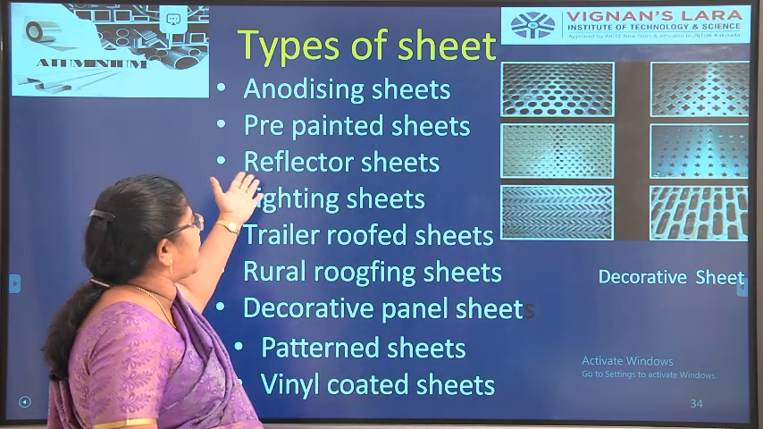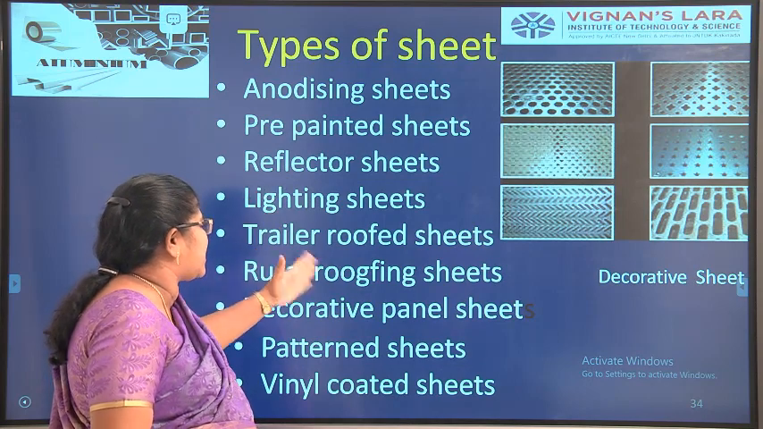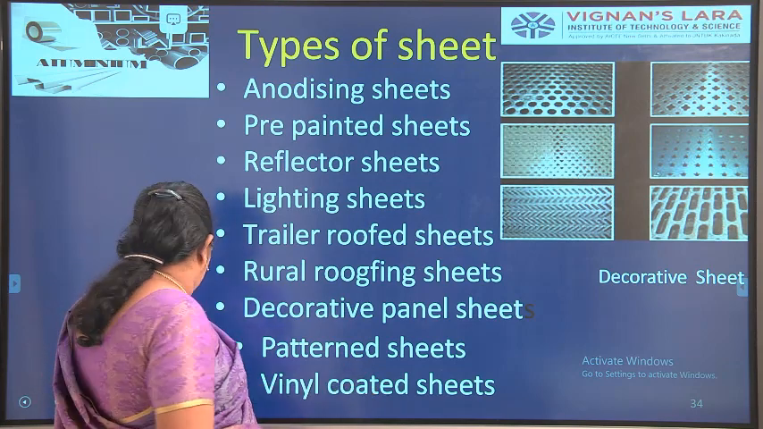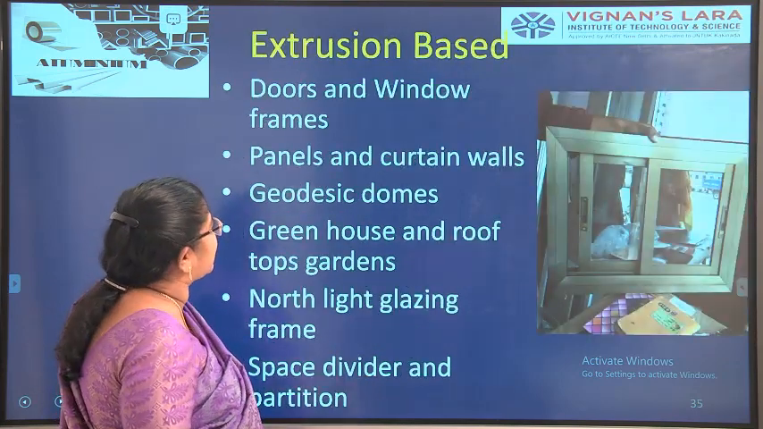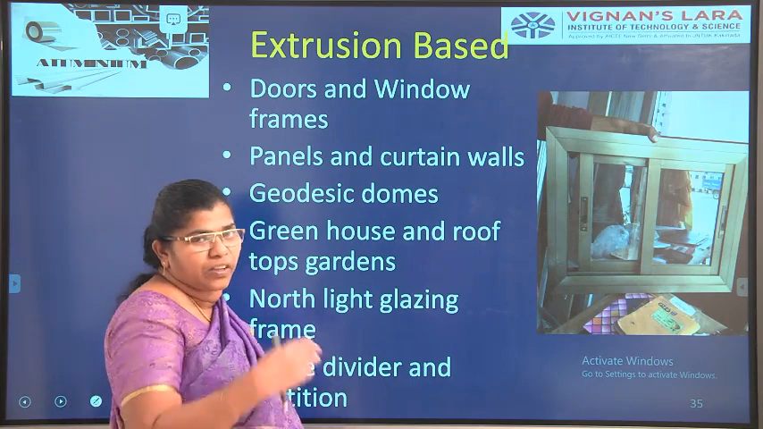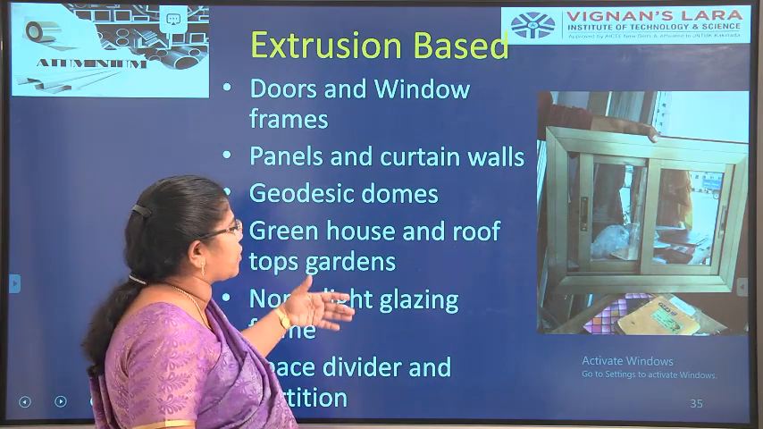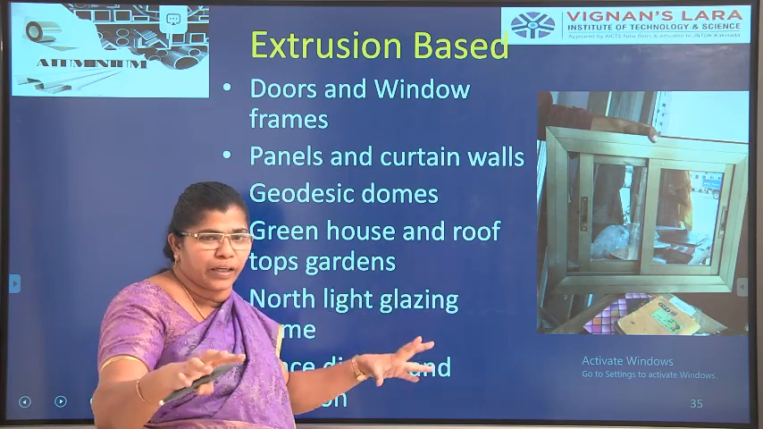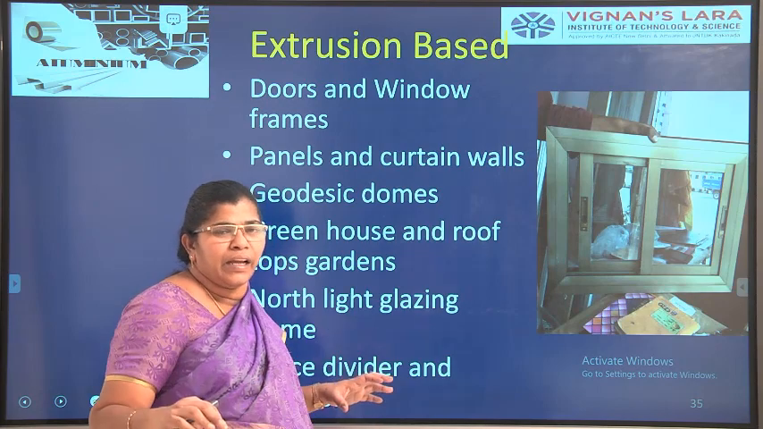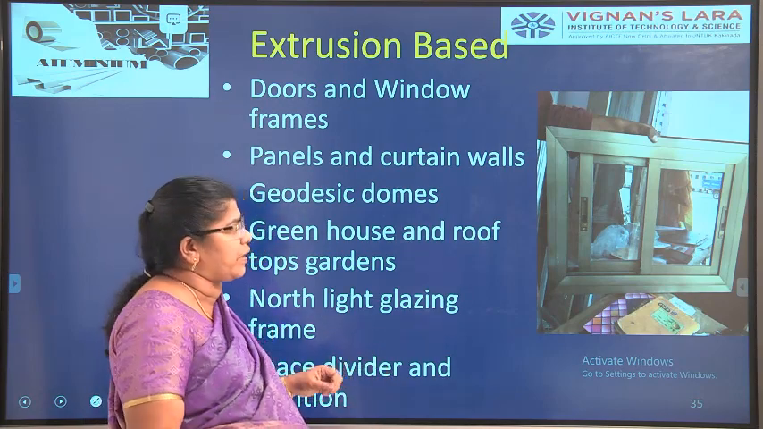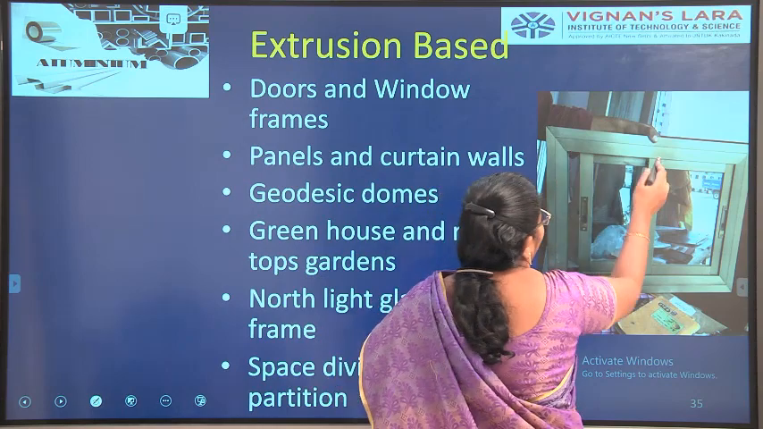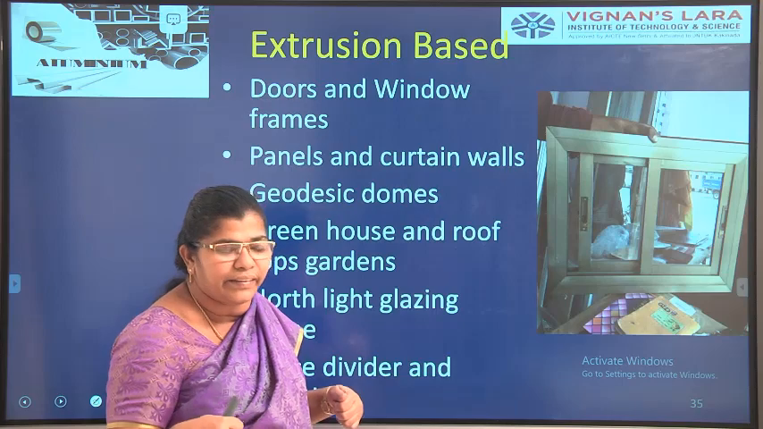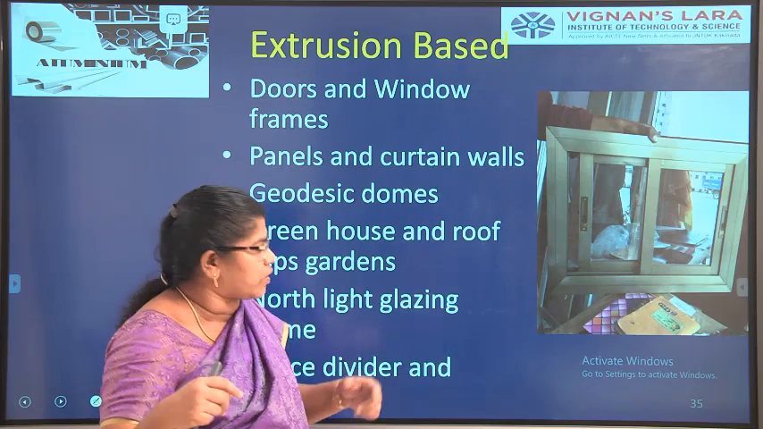Okay, so anodizing sheets, pre-painted sheets, reflective sheets, lighting sheets, trailer roofing sheets, rural roofing sheets, decorative panel sheets, patterned sheets, and vinyl coated sheets. These are the sheets that are there. These are all mainly made by the rolling process. In the extrusion process, we have the doors and windows, all the frames that are extruded. The rails, the roads, every pavement, everything is extruded. So you can see these are the extruded parts, right? They have different sizes, different thickness, different length, and different shapes also.